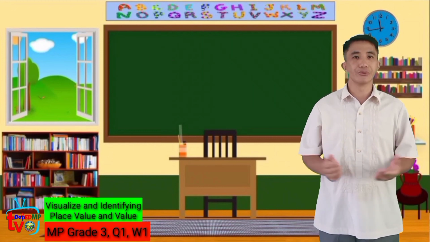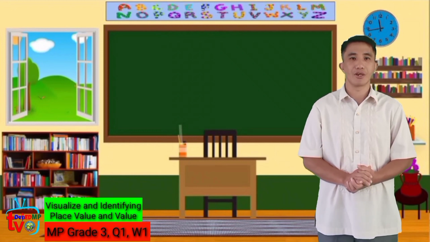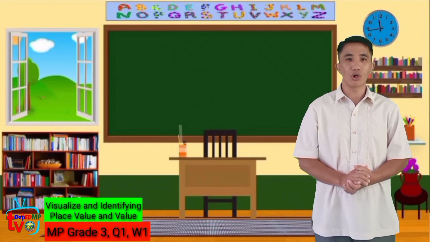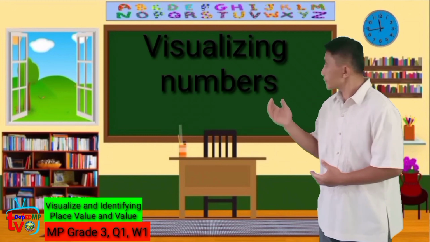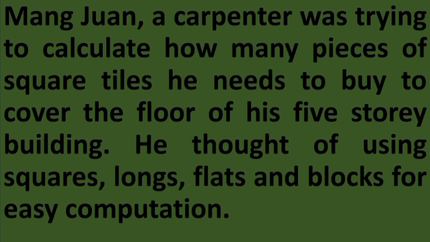When you were in grade 2, you were taught how to visualize or represent numbers. This time, let us continue to learn the same, but with 4 to 5 digit numbers. Let's start on the first topic. Look at the problem on the board.